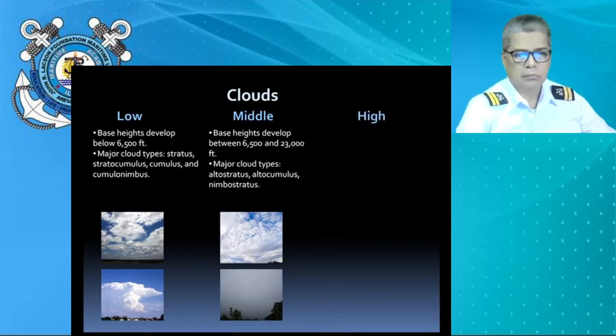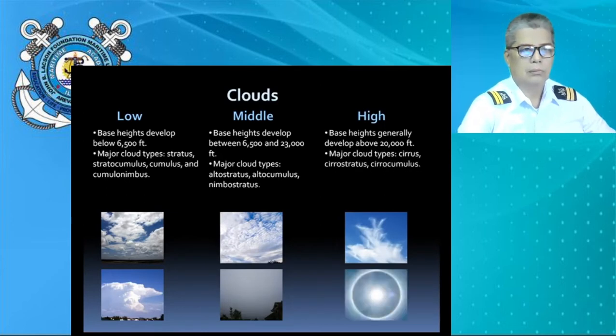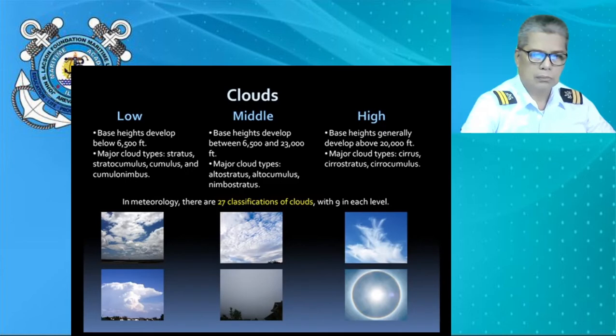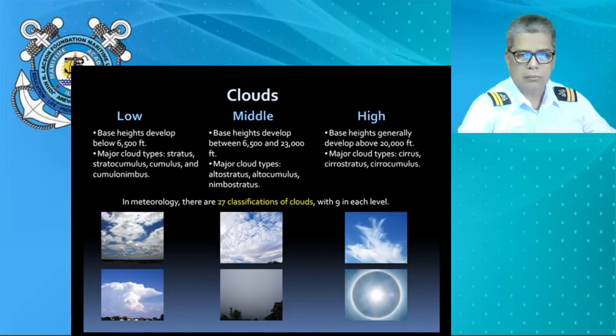High clouds generally form above 20,000 feet. The major high cloud types are cirrus, cirrostratus, and cirrocumulus. In meteorology, there are 27 classifications of clouds, with 9 types in each level. Overall, the number of different cloud types exceed 80. Let's take a look at a few of the more interesting cloud types.